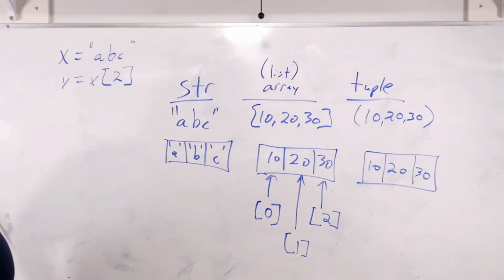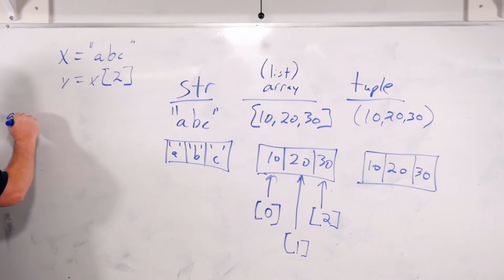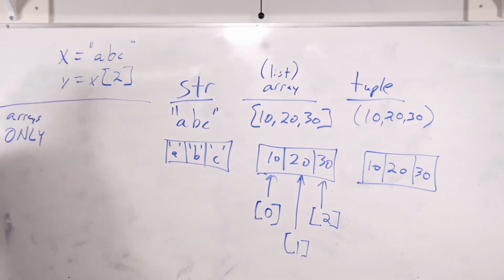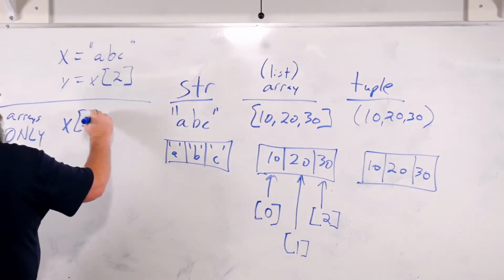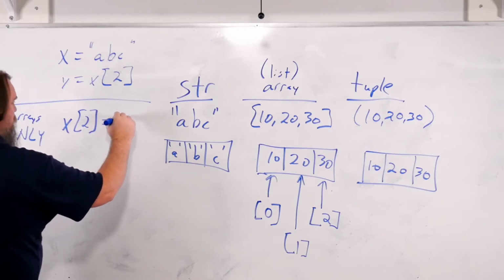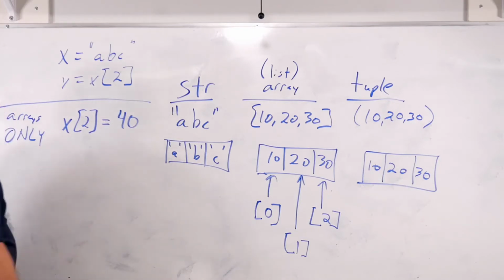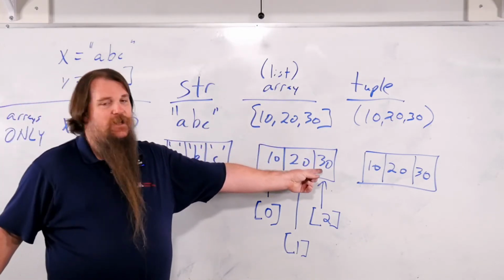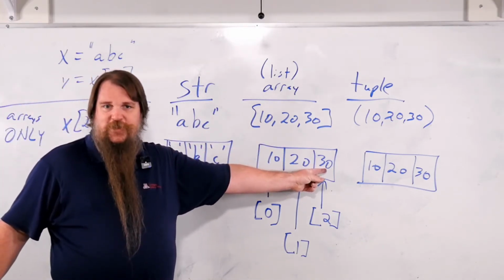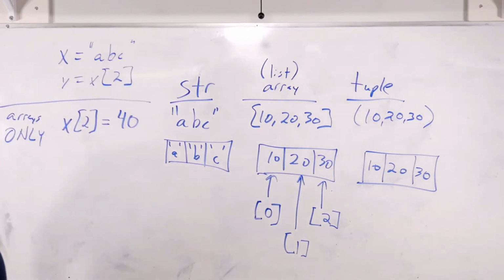In arrays only, you can also modify it. So you can say x[2] is equal to 40. And that would go to this slot over here in memory and change this value to contain the value 40 instead. All right, what else can you do?